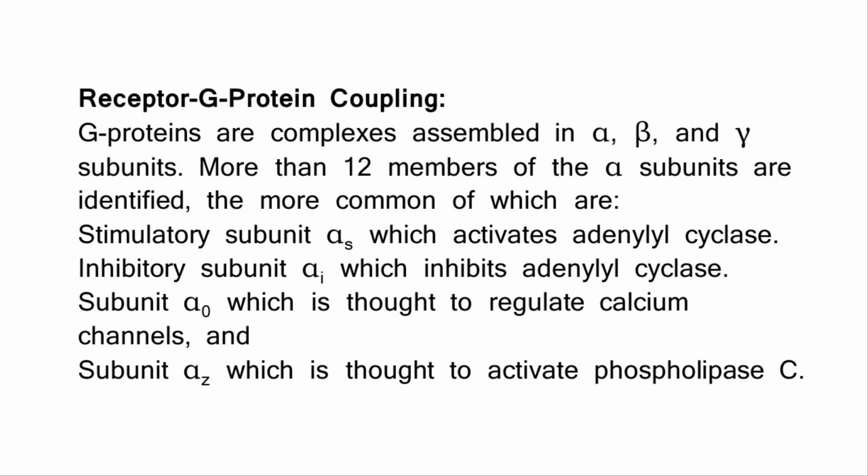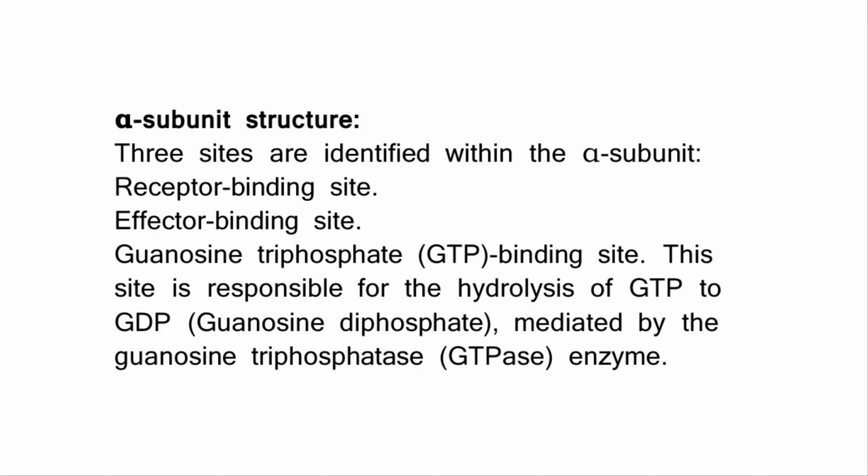Receptor G protein coupling. G proteins are complexes assembled in alpha, beta, and gamma subunits. More than 12 members of the alpha subunits are identified, the more common of which are stimulatory subunit alpha S, which activates adenylyl cyclase; inhibitory subunit alpha I, which inhibits adenylyl cyclase; subunit alpha O, which is thought to regulate calcium channels; and subunit alpha Z, which is thought to activate phospholipase C. Alpha subunit structure. 3 sites are identified within the alpha subunit: receptor binding site, effector binding site, guanosine triphosphate, GTP, binding site. This site is responsible for the hydrolysis of GTP to GDP, guanosine diphosphate, mediated by the guanosine triphosphatase, GTPase, enzyme.